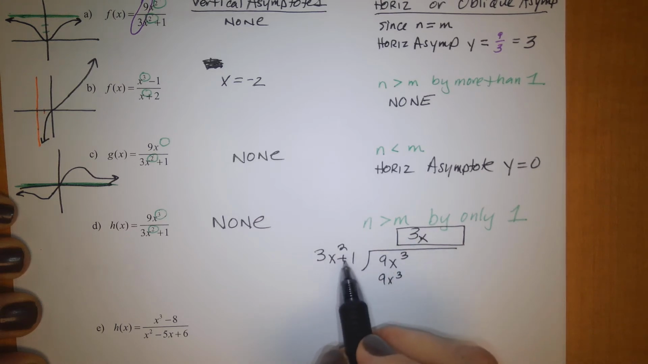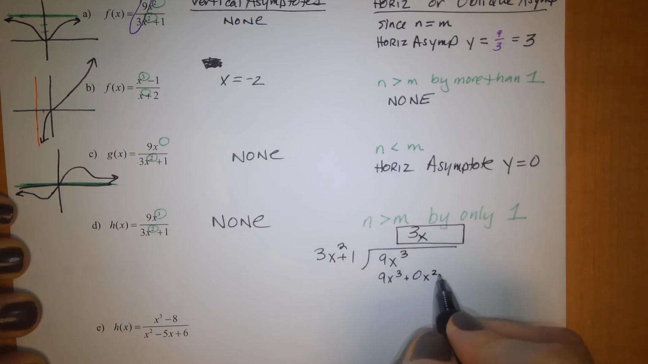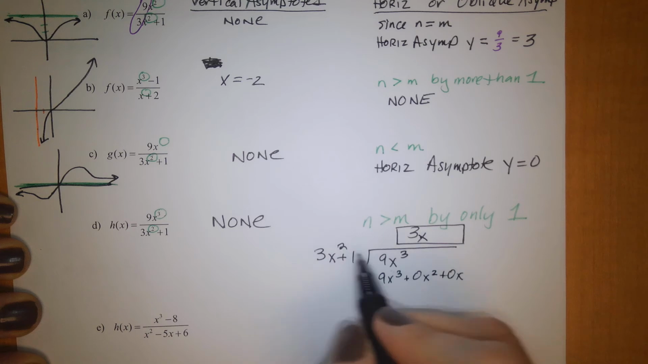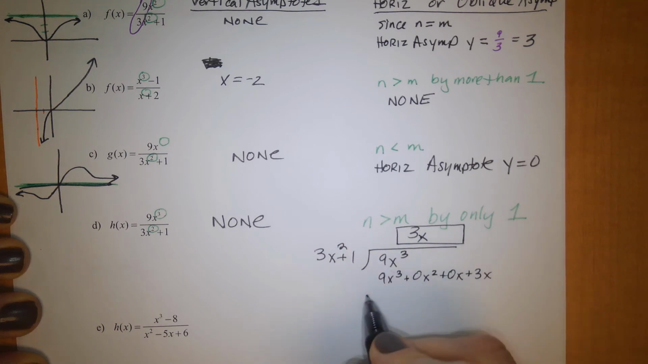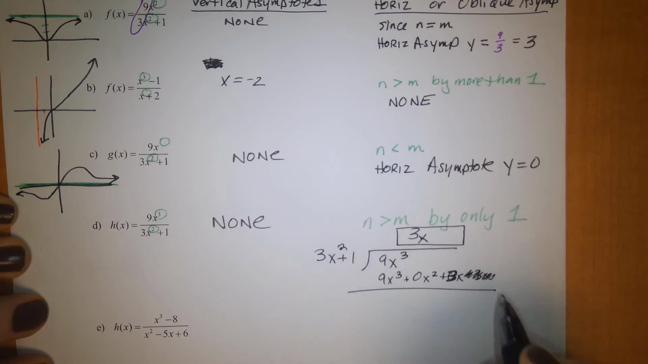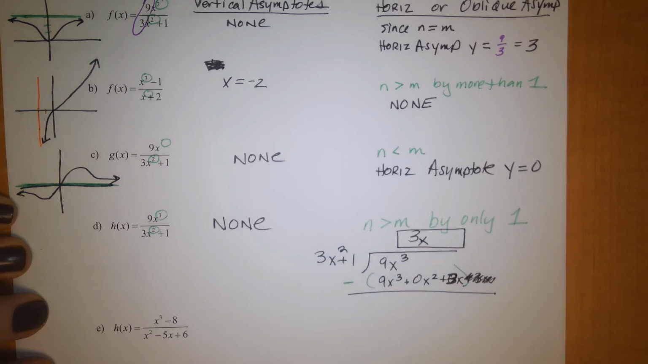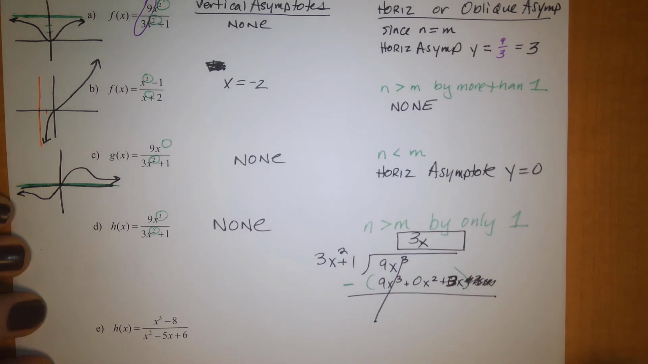3x times, well, there's no middle term. And then 3x times 1. Oops, yeah, so that goes there, sorry. So then I subtract all of this quantity. I subtract all of that. And when I subtract that whole quantity, 9x cubed minus 9x cubed, hey, those cancel out. Nothing minus 3x is a negative 3x.